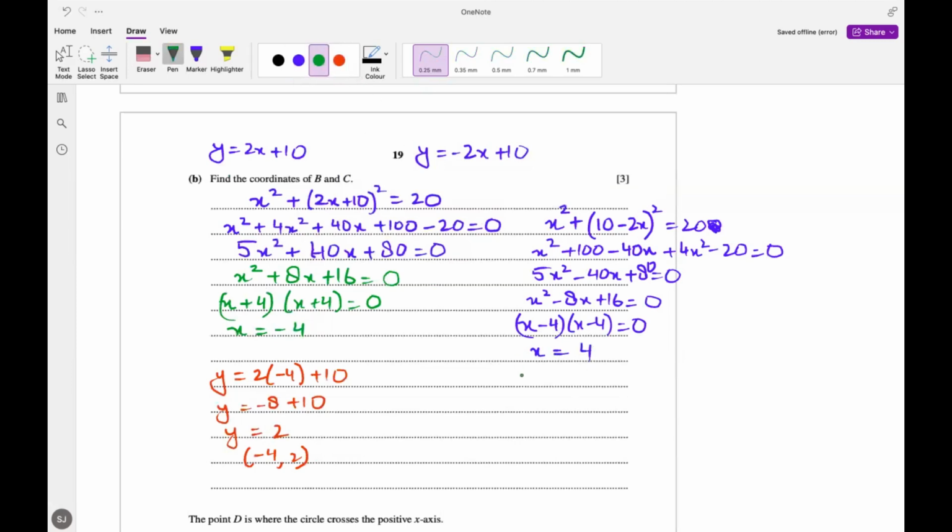Once you have the value of x as 4, we can substitute it into this equation to get the coordinates of C. So y will be minus 2 times positive 4 plus 10. So minus 8 plus 10 will again be 2. So the coordinates of C will be (4, 2), and the coordinates of B are (minus 4, 2).